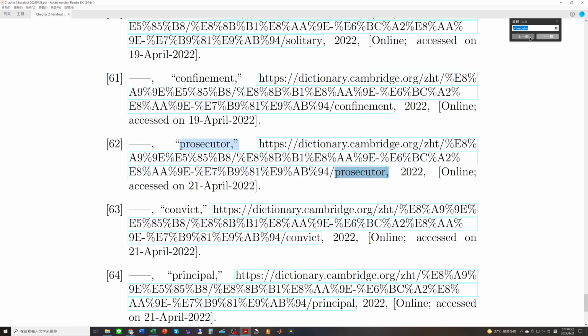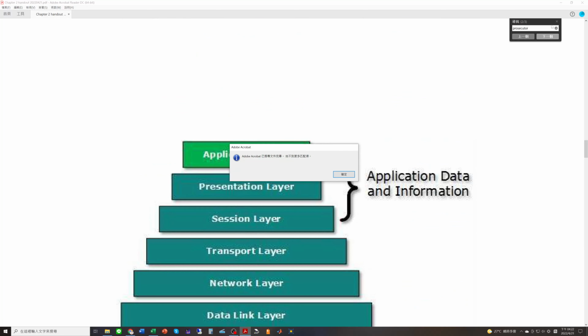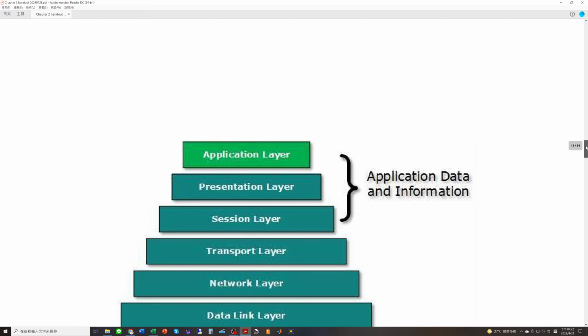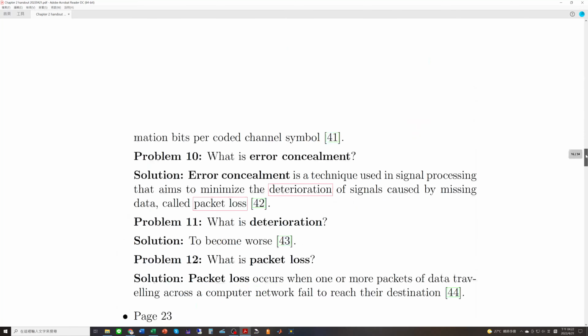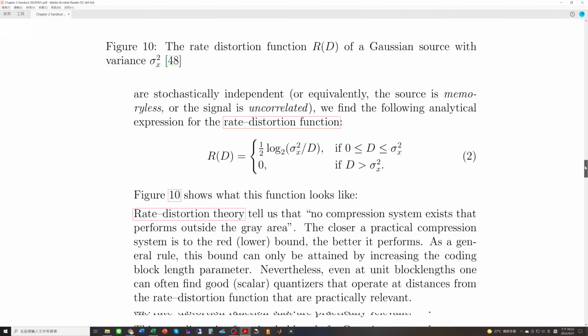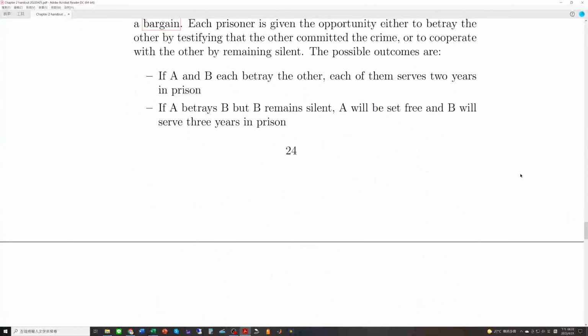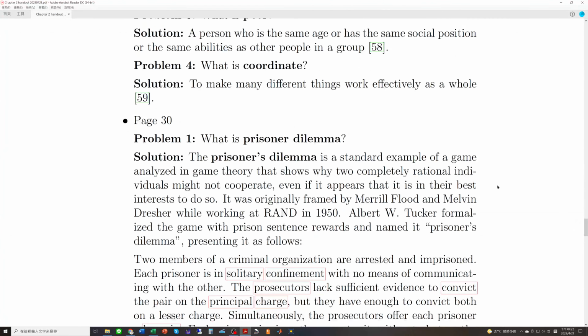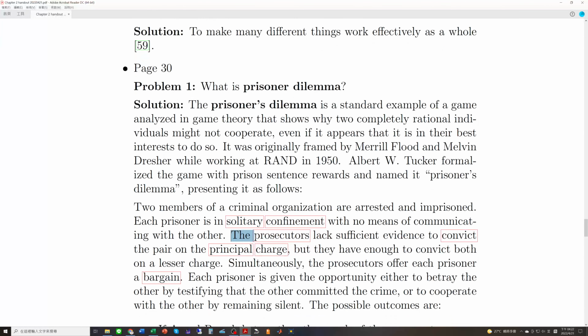Okay, let us go back to the word. Prosecutor. The Acrobat reader cannot find it, then we find it by ourselves. Prosecutor. Here, the prosecutors lack sufficient evidence to convict. What is the meaning of the word convict?